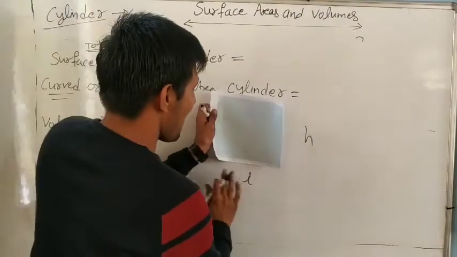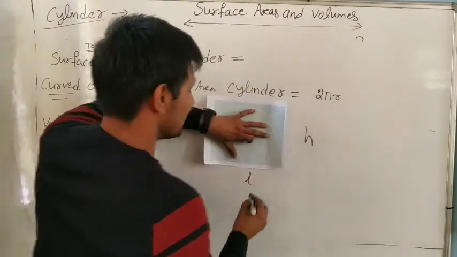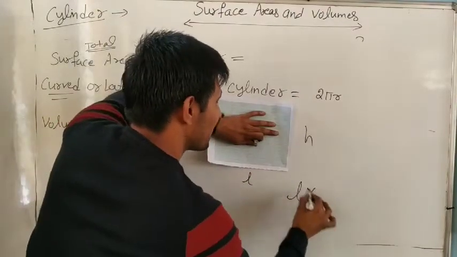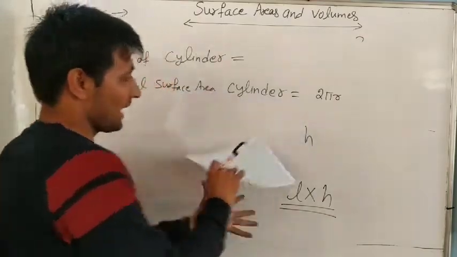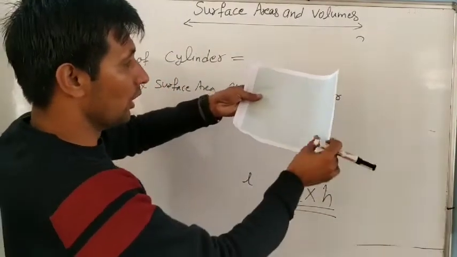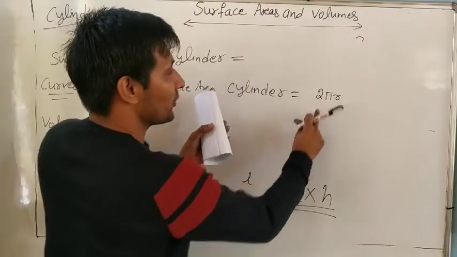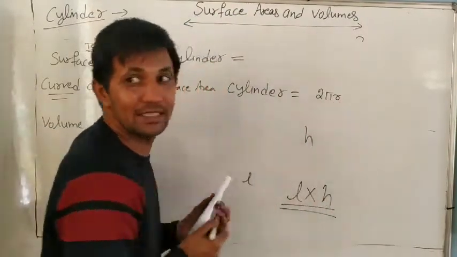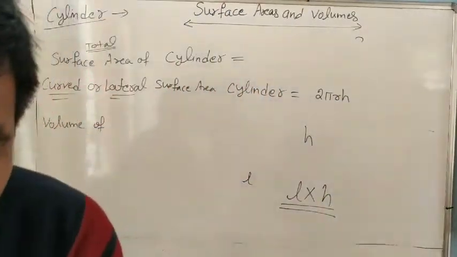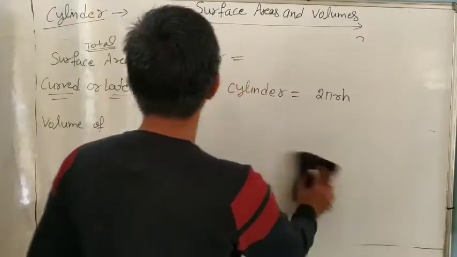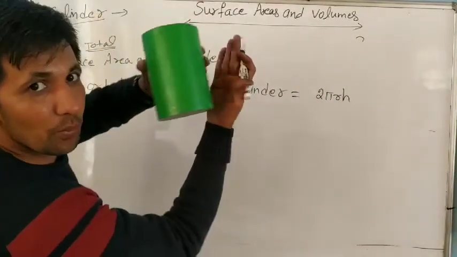Now L is how much? 2 pi r. Area of rectangle is always length into breadth. Breadth is height, so L into h. And the length of this paper is equal to the circumference of this circle. In place of L, 2 pi r, into breadth h. So it is 2 pi r h. Remember this formula. So curved surface area of cylinder is 2 pi r h. Only curved is 2 pi r h.